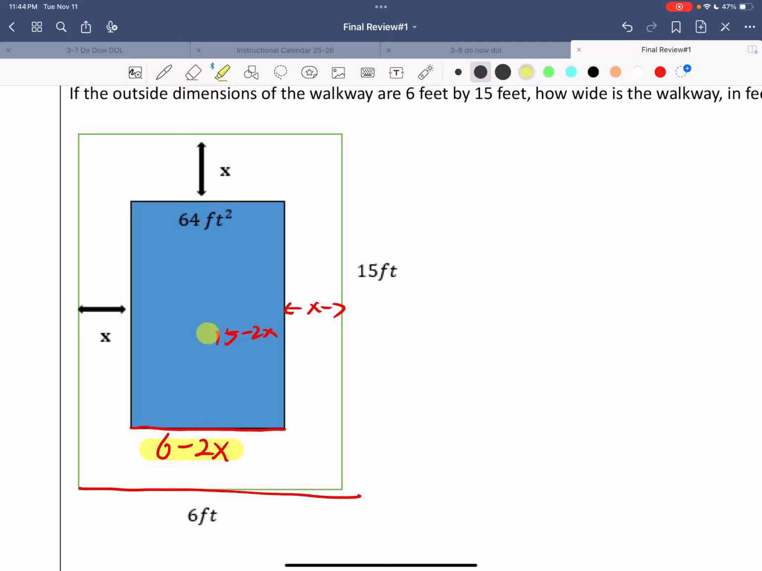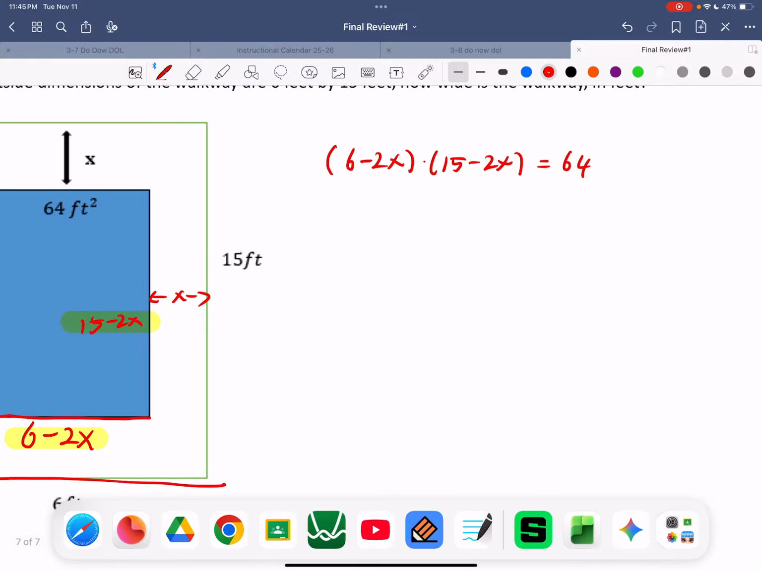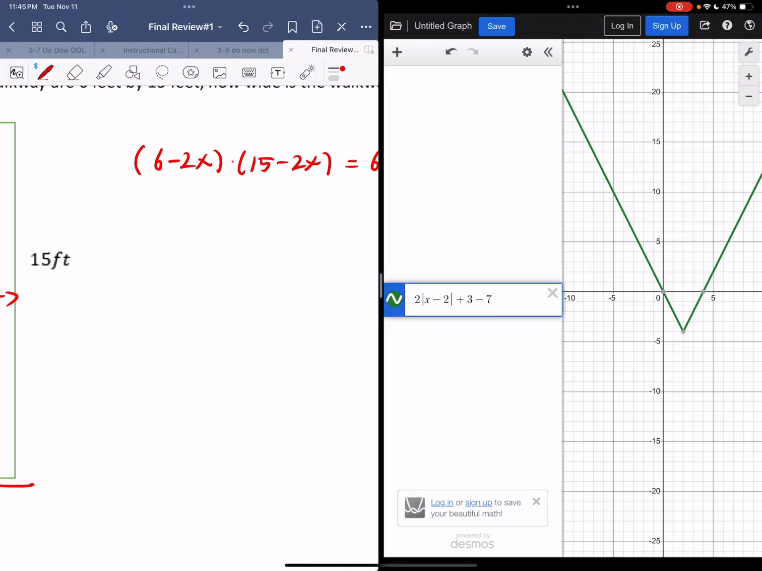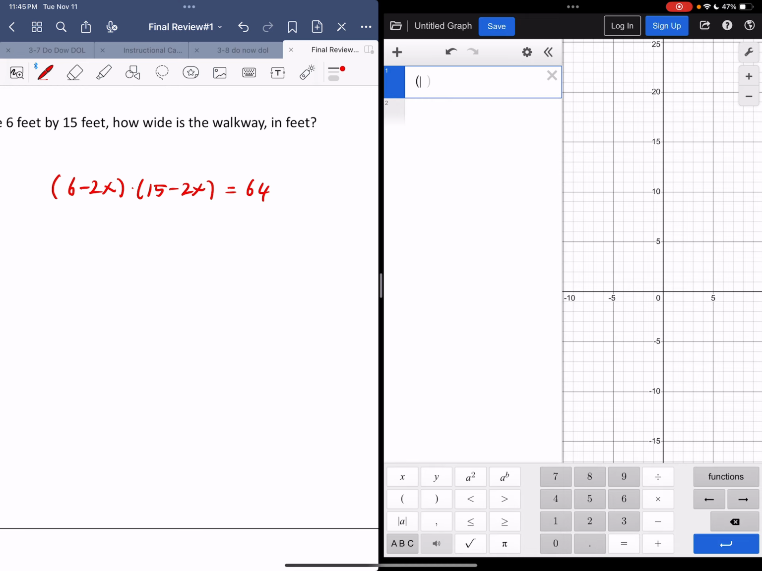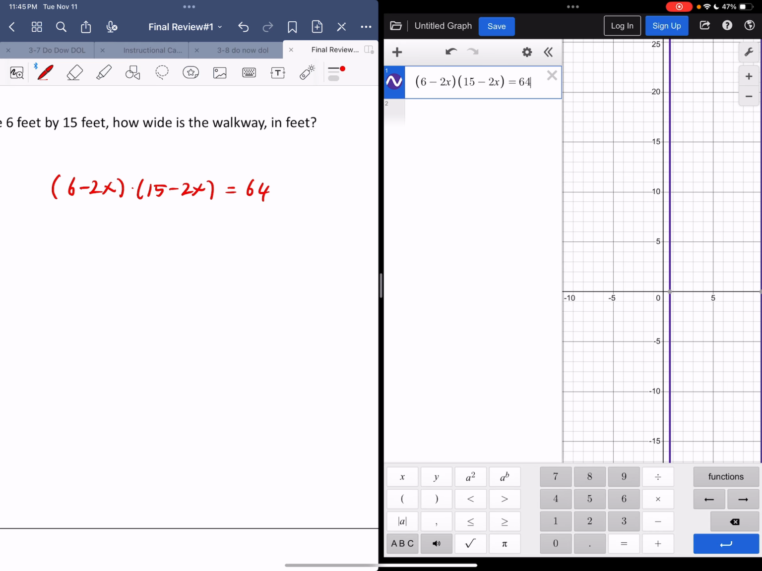So let's do it. This times this. 6 minus 2x times 15 minus 2x is equal to 64. And there are so many ways that we can do it, but due to time, I'll just use a calculator because it's going to be simpler. So parenthesis 6 minus 2x, 15 minus 2x is equal to 64.